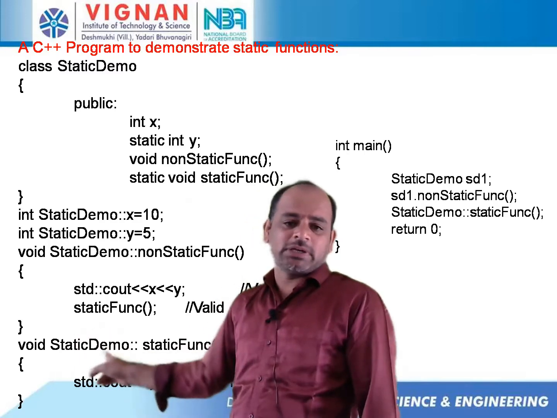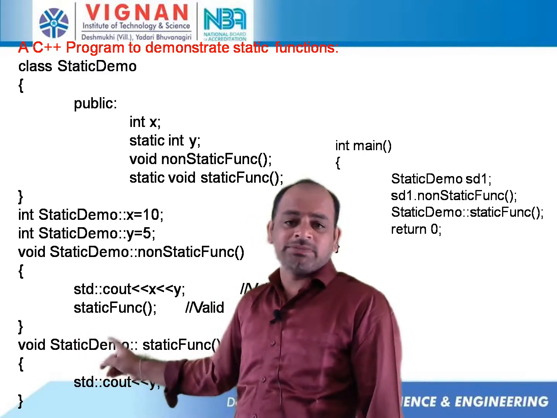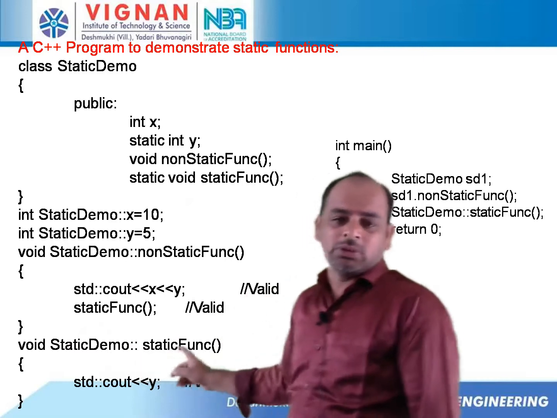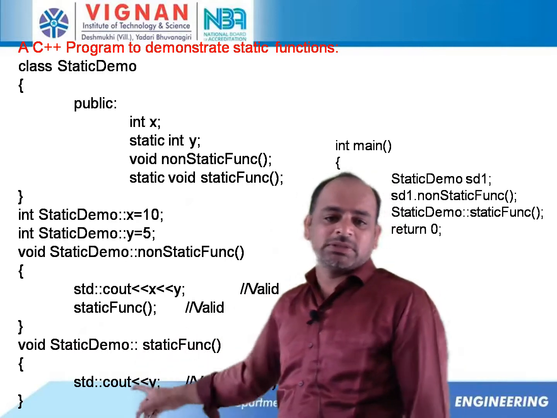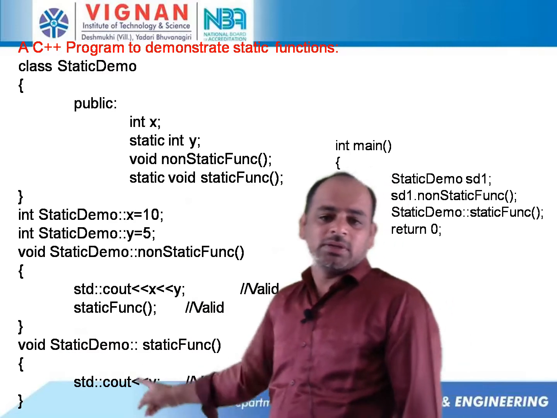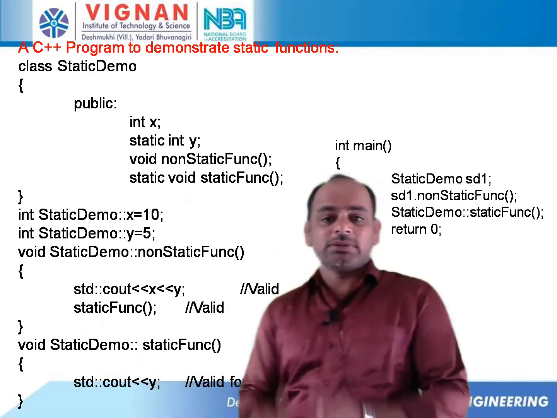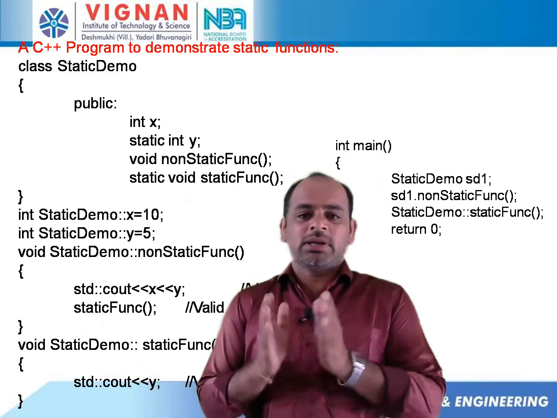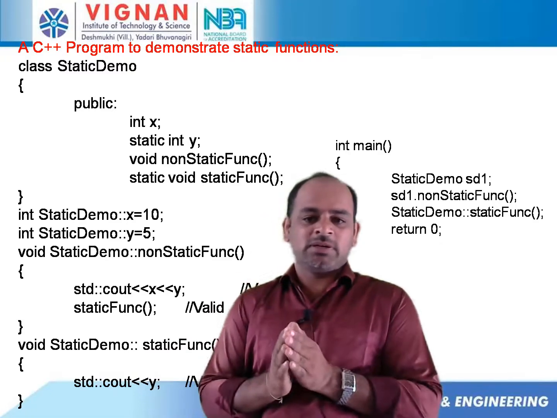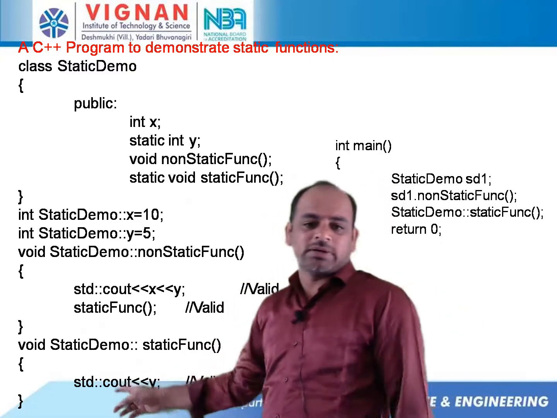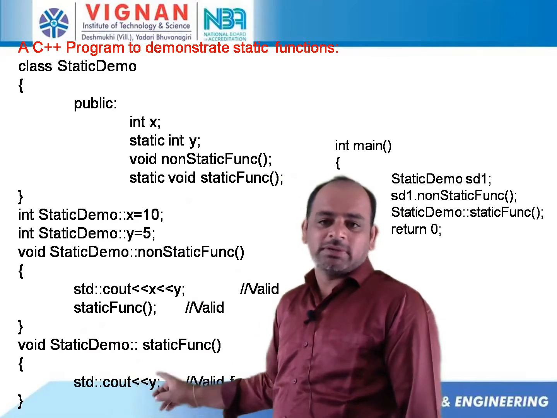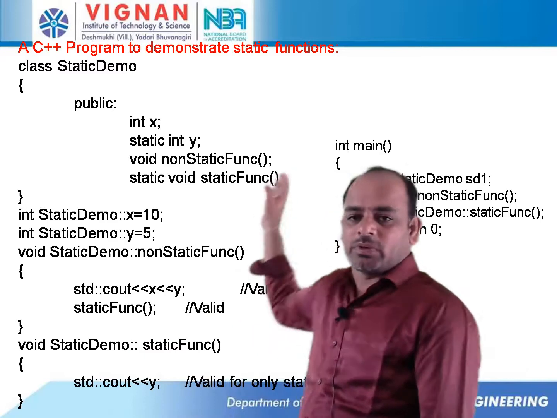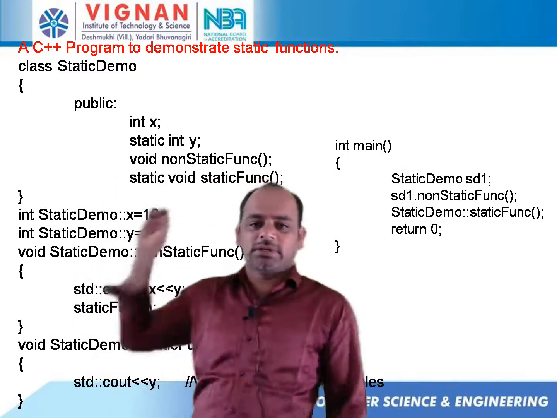StaticDemo is the name of the class, because it represents which class the function belongs to, followed by the scope resolution operator, and this is the static function. Its definition is cout y here, right? Because every static member function can access the static member variable. So that is cout y. y is a static member. It is a valid statement.